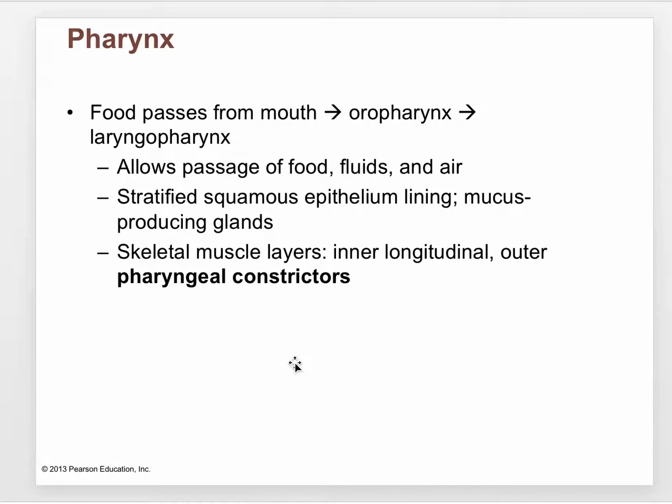Food passes first off to the oral pharynx and then to the laryngopharynx. You remember the oral pharynx is the pharynx in the back of the mouth, and the laryngopharynx is down towards the voice box.